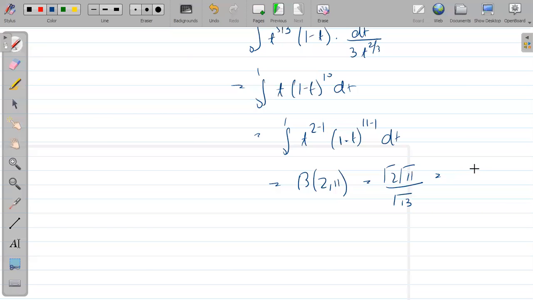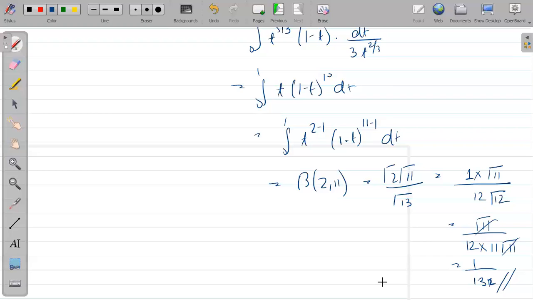Gamma of 2 is 1 factorial, which is 1 only. This is gamma 11. So here it is 13 into 12 into 12 into 11 into gamma 11 in the denominator. Gamma 11 is cancelled. So it is 12 into 12 into 11, which is 132, I guess, right? This is the answer. You will get the answer like this, 132.